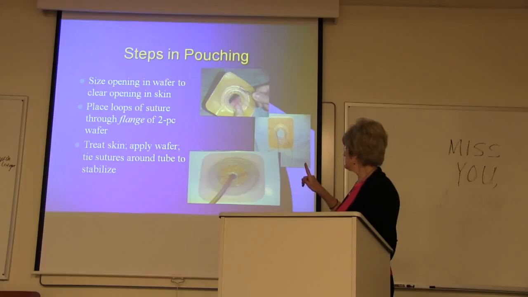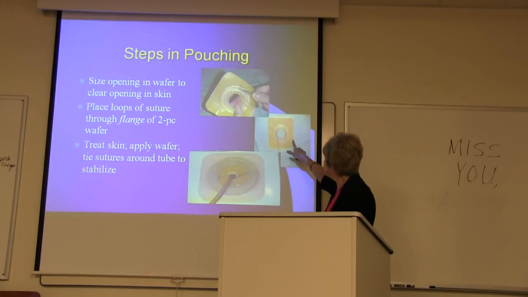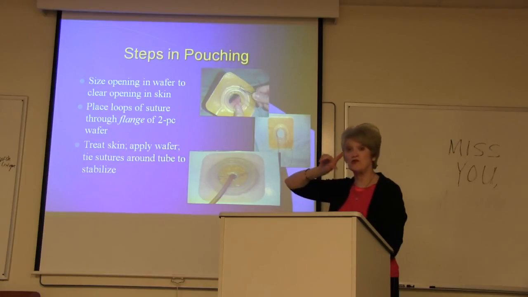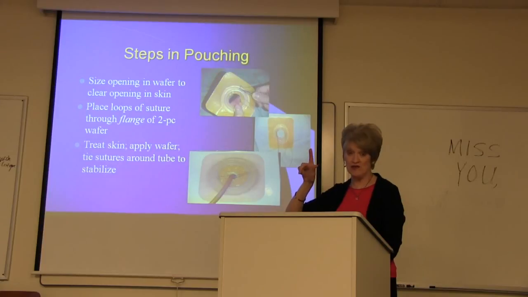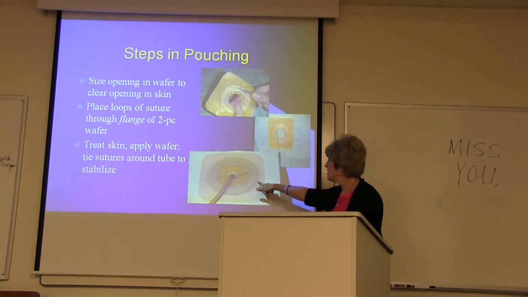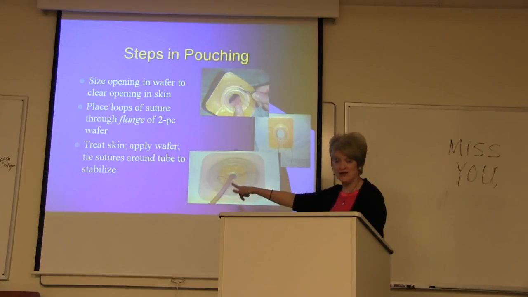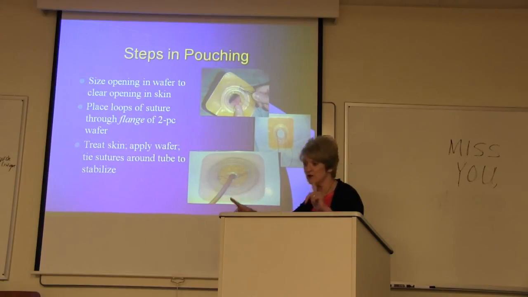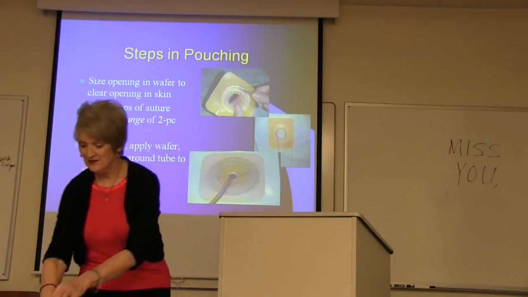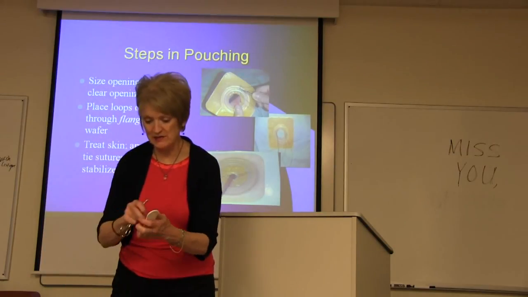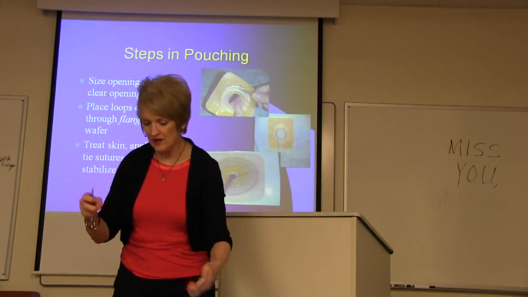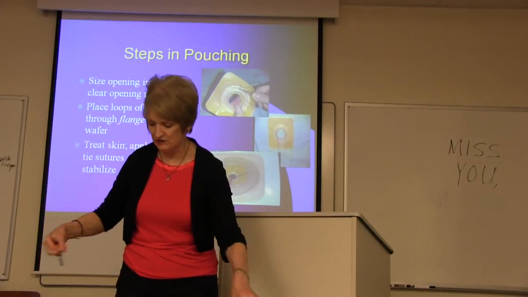Now this is the confusing part. You're going to put 2 loops of suture through the flange of that wafer. And you're going to use those 2 loops of suture to tie around the tube and stabilize the tube. So I'm going to try to show you this. What we typically use is 2/0 silk on a cutting needle.